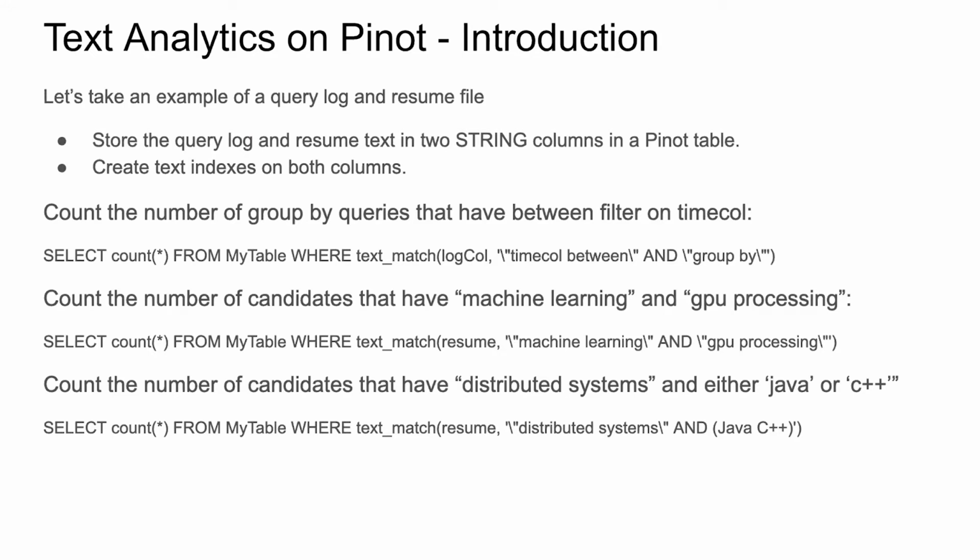For example, you may want to count the number of group by queries which are using a between filter on the time column. Or you may want to find the number of candidates that have machine learning and GPU processing in their resume skills. Similarly, you may want to find the candidates that must have distributed systems and either Java or C++ in their resume text. So these are just a few examples of the kind of text analysis that you can do using the inbuilt text match function.